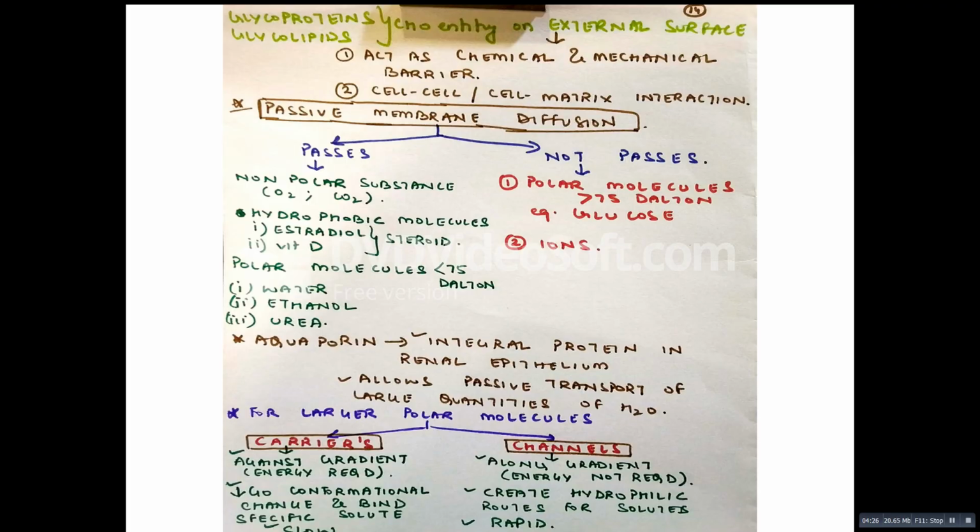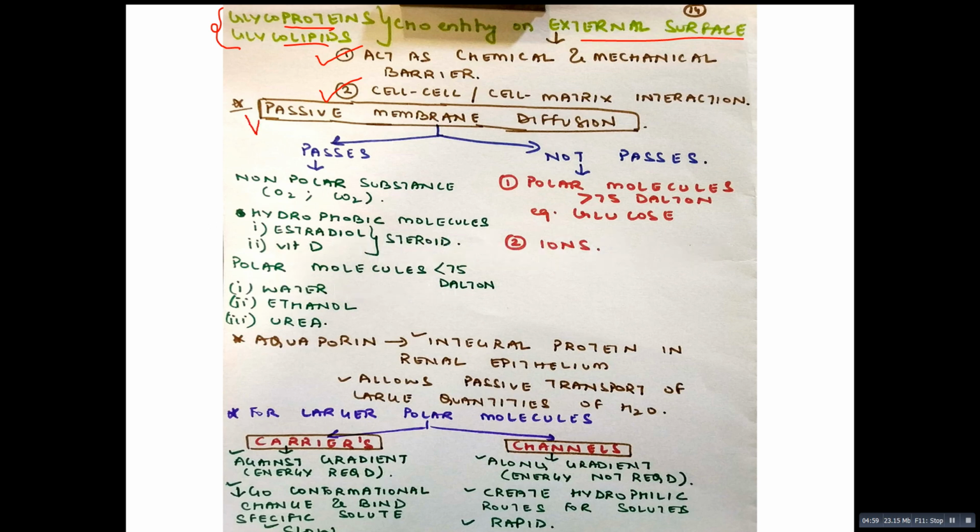Okay. So I just wanted to say something about certain materials which are on the outer surface of the cell membrane, known as the glycocalyx, which comprises glycoproteins and glycolipids. Now these are carbohydrate entities present on the external surface of the cell membrane, which have two functions. They act as a chemical and mechanical barrier, and they also participate in cell-to-cell and cell-to-matrix interaction.